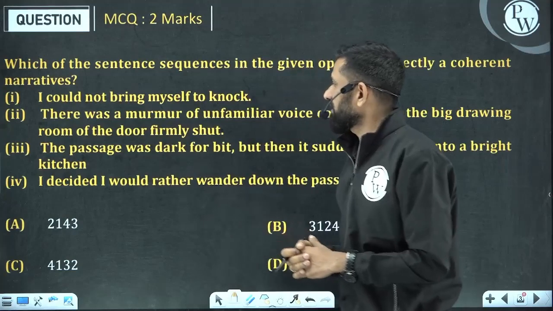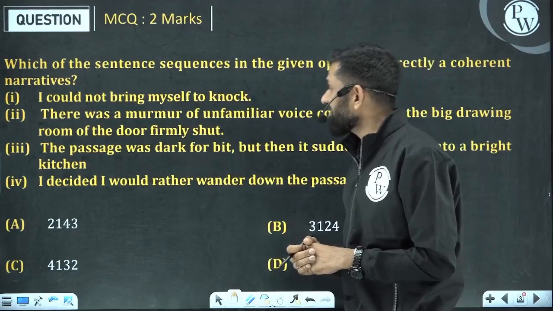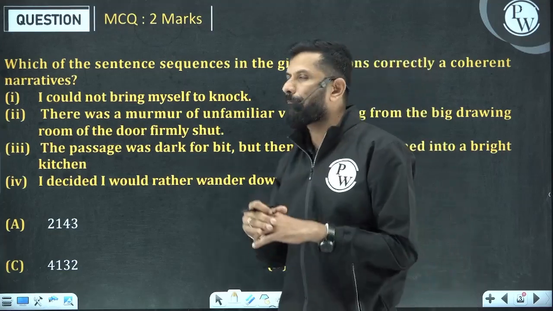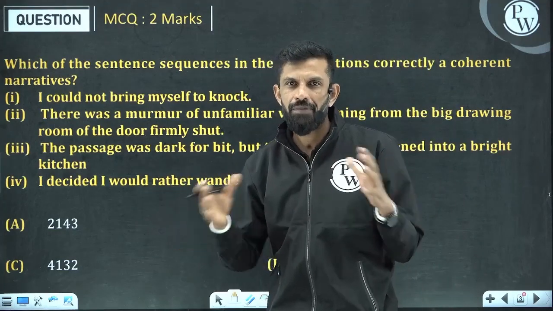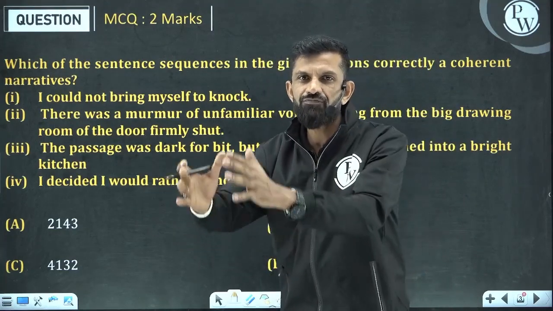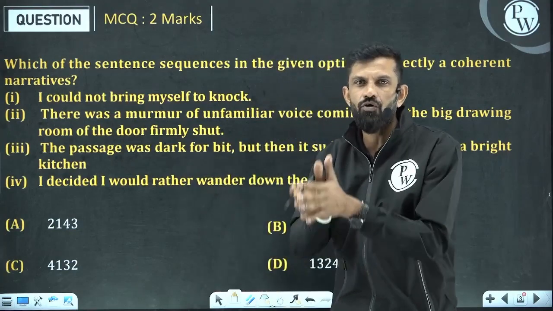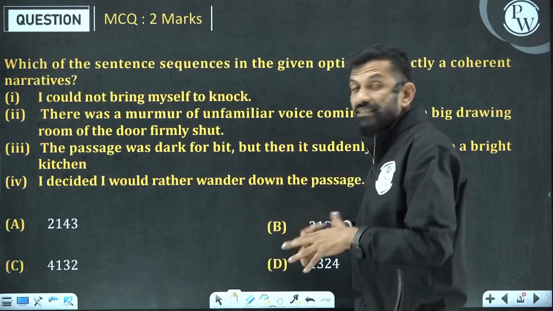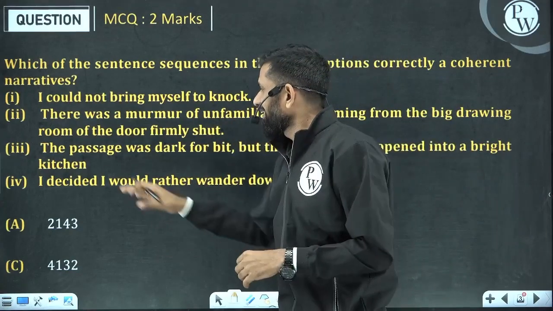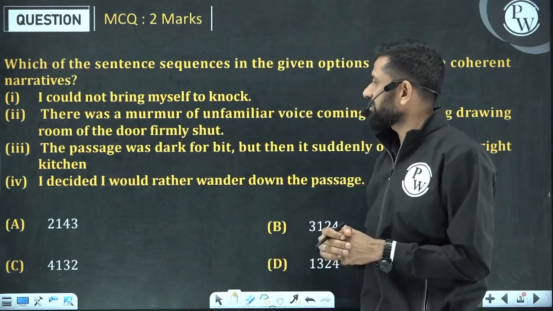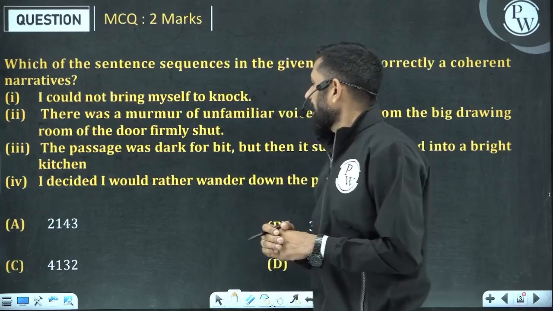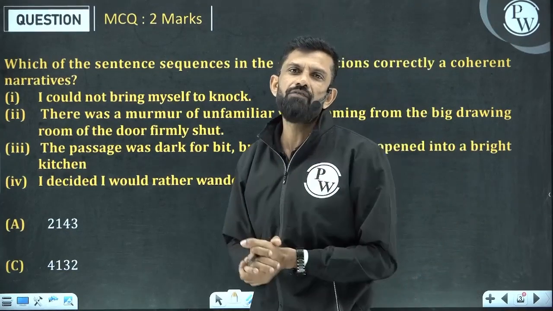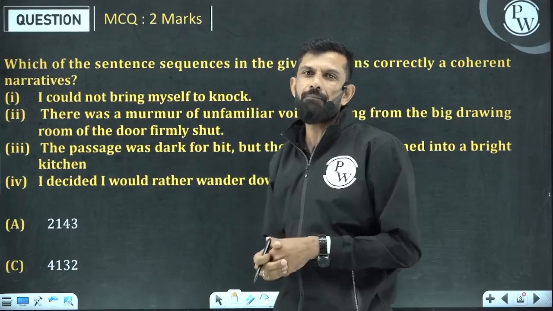Third, the sentence they have given: the passage was dark for a bit, but then it suddenly opened into a bright kitchen. The passage, the corridor area where we walk, was dark, but then it suddenly opened to a bright kitchen. And at last they have given the sentence: I decided I would rather wander down the passage. That means I will go down the passage.